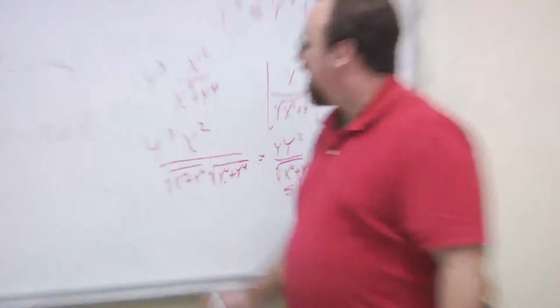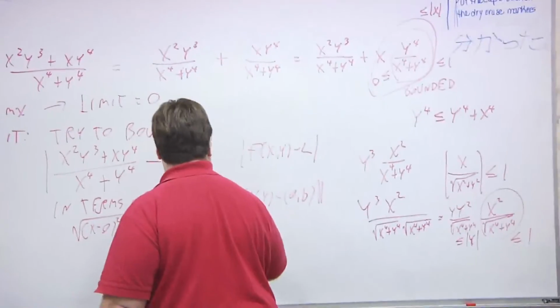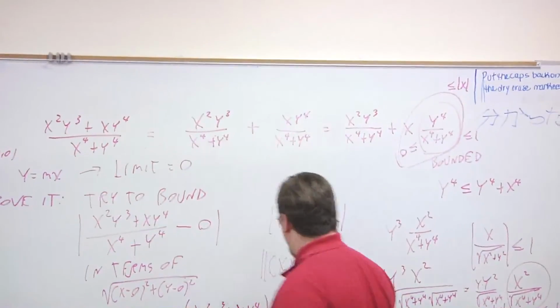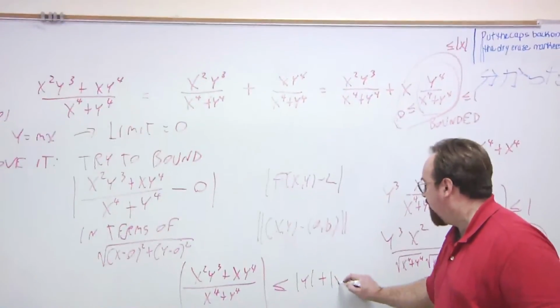So now let's put it all together. The entire thing we started with, x to the fourth over x to the fourth plus y to the fourth, is less than or equal to the absolute value of y for the first part, and the second part was less than or equal to the absolute value of x.